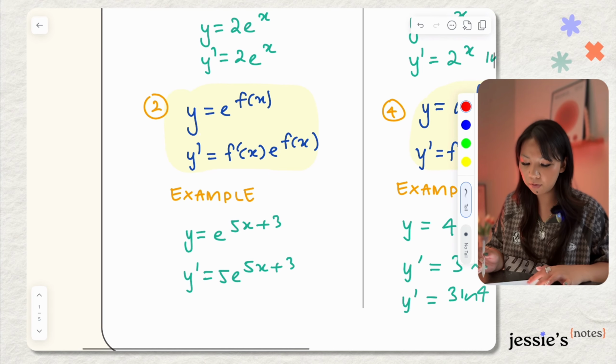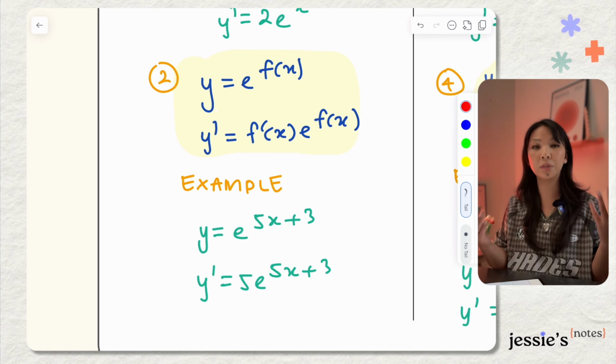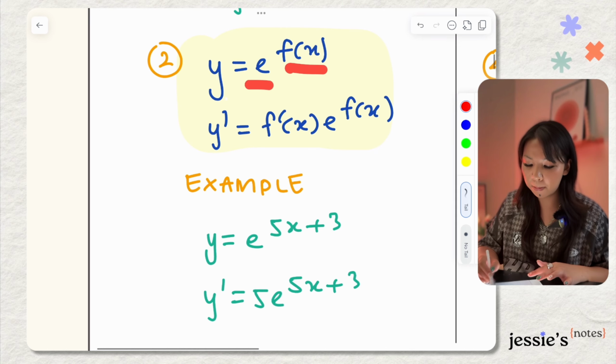Now, the more common formula that you will use and you will see is this one here, e to the power of f of x.